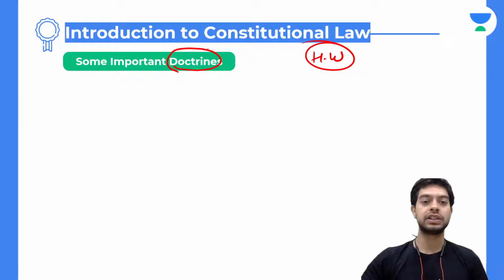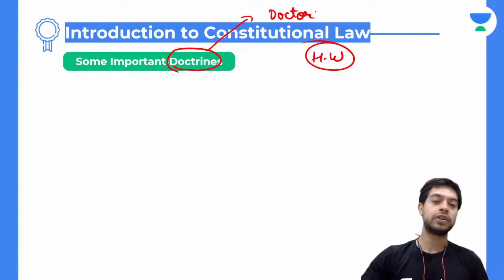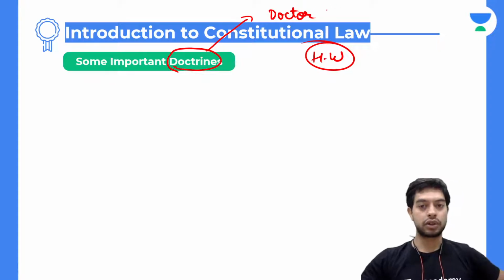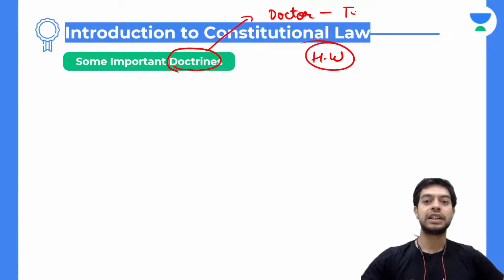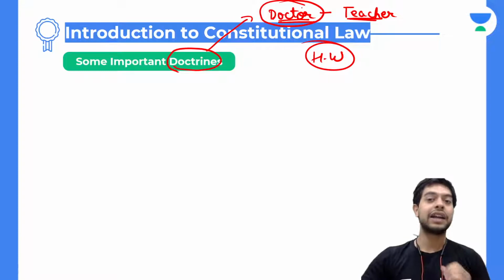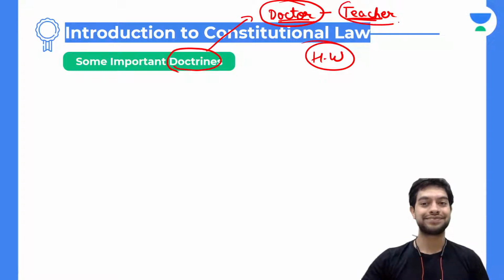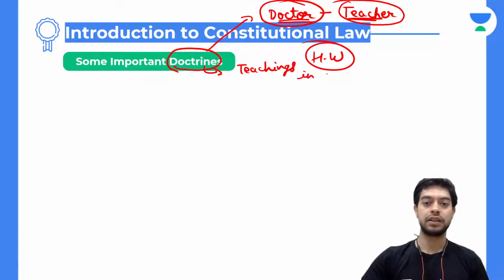The word doctrine is derived from the word doctor, which means a teacher. Doctor in Latin language means a teacher. So doctrines are teachings in law. Doctrines are simply teachings in law.